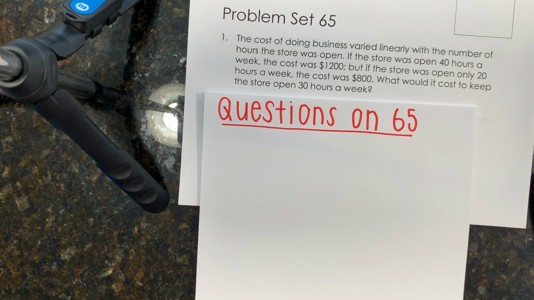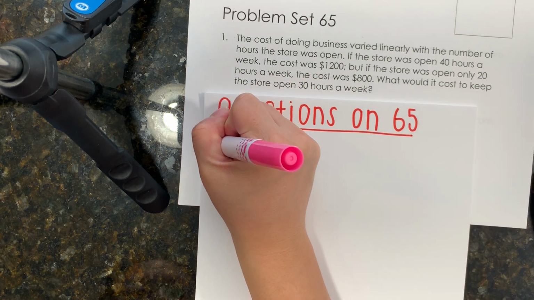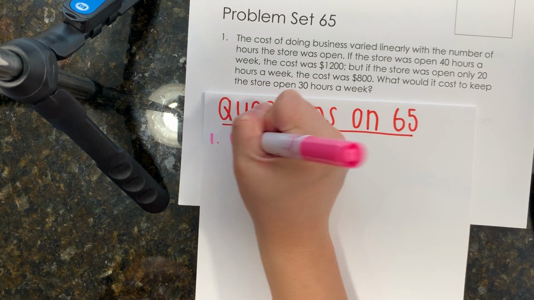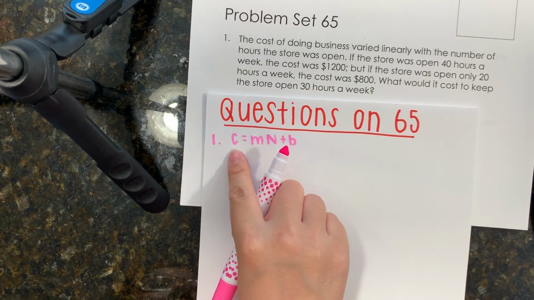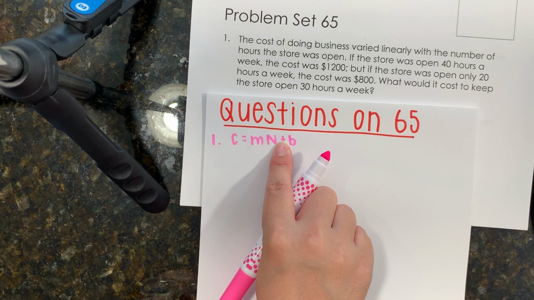So number 1, we have the cost of doing business varied linearly with the number of hours the store was open. If the store was open 40 hours a week, the cost was $1,200. But if the store was open only 20 hours a week, the cost was $800. What would it cost to keep the store open 30 hours a week? Well, our equation says the cost varied linearly to the number of hours opened. So for number 1, it's C equals MN plus B. C is our cost, N is the number of hours the store was open.